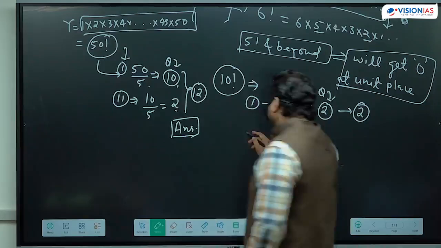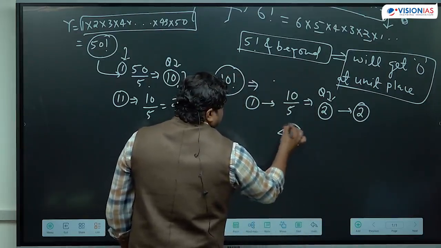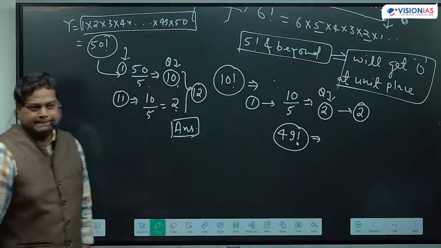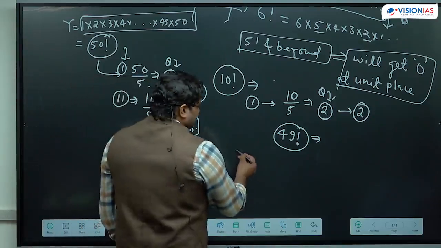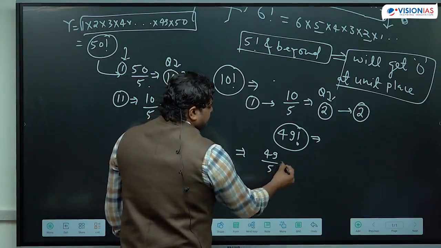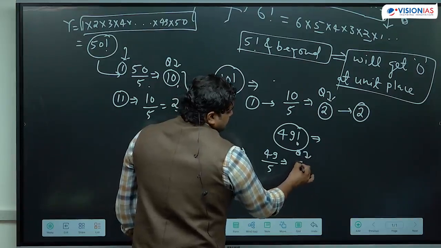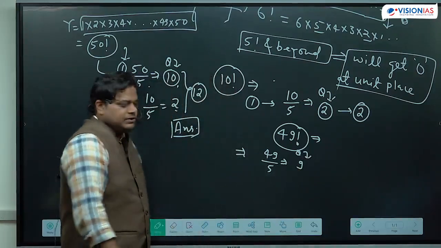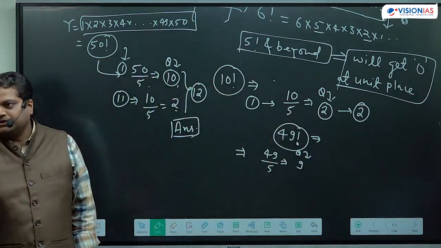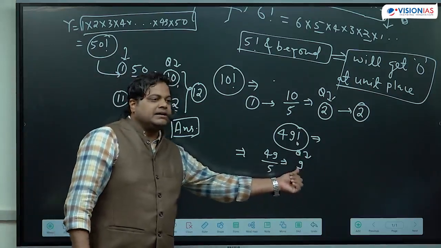If I ask 49 ka factorial, how many zeros are there at the end? What we can do? 49 ko we can divide by 5. What quotient we are getting? 9. Yahan pe remainder ko nahi dekhna hai. What remainder we are getting, that is not of our concern. Only see ki what quotient we are getting.